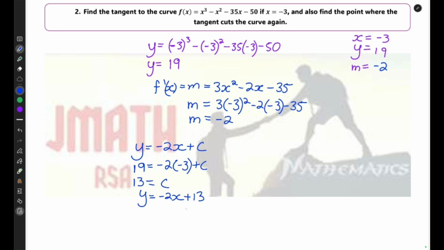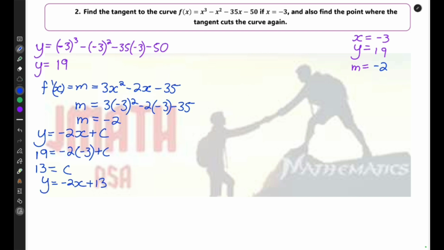Okay, so now that was only half of the question. Now I must figure out where this graph is going to cut the other one again. And I do that by making the two graphs equal to each other. So I know it touches at minus 3, but somewhere else there's another point of intersection. And that's what I'm going for.